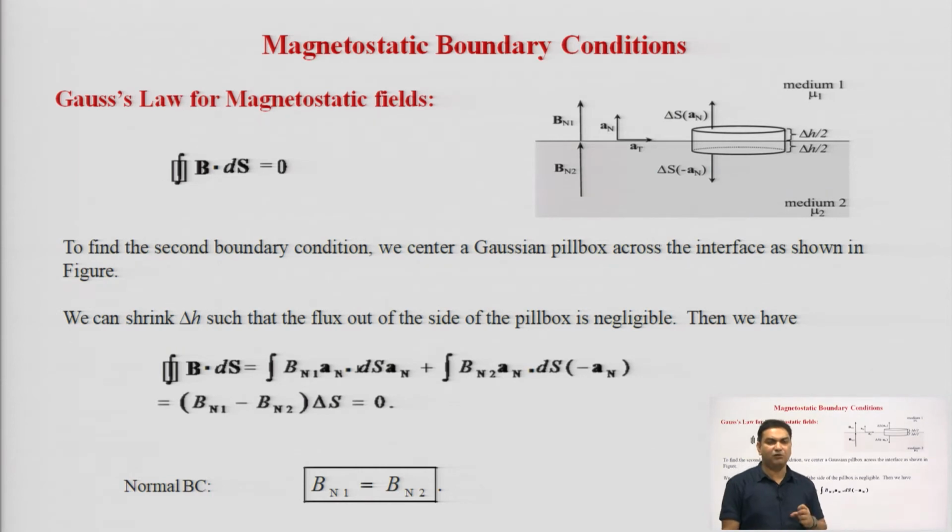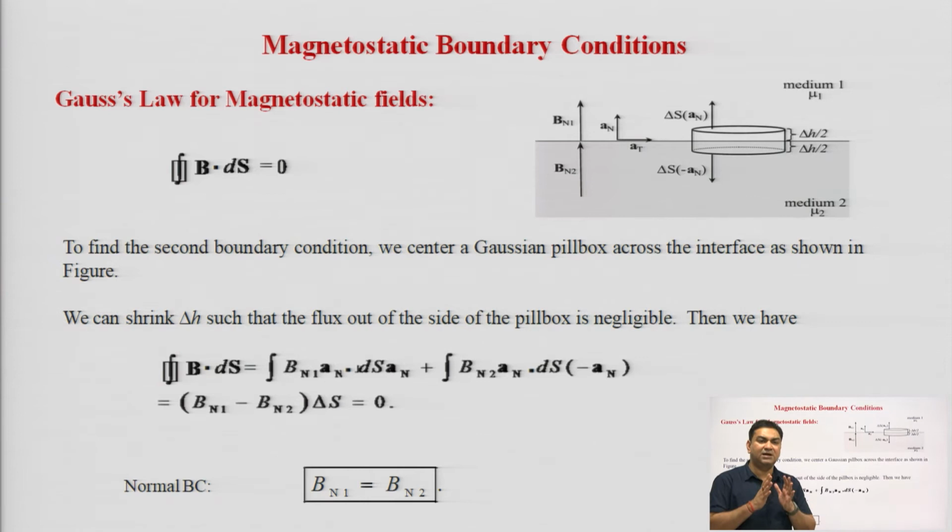Gauss's law for the magnetic fields, how it is applicable? We can see that integration of B dot ds is equal to 0. Here the diagram is given, and when these two surfaces are considered, you can see here, to find the second boundary condition, we consider a Gaussian pillbox across the interface as shown in this diagram. We can shrink that particular delta H so that the flux out of the side of the pillbox is negligible, and here we can write it like integration of B dot ds is equal to integration of Bn1 an dot ds an plus integration of Bn2 an dot ds multiplied by minus an.